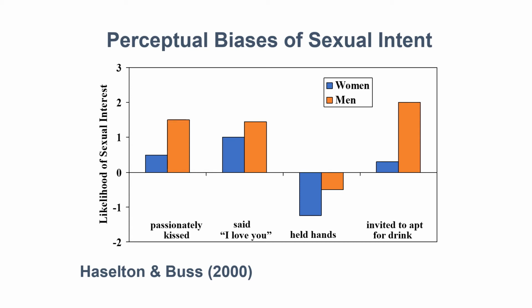But perceptual bases of sexual intent. So this first one is the likelihood of sexual interest. So the perception that the person's partner wanted to have sex with them when they did these things: passionately kissed, said I love you, held hands, and invited to the apartment for a drink. And again, these are perceptions, where the person is saying it, what is the person interpreting.